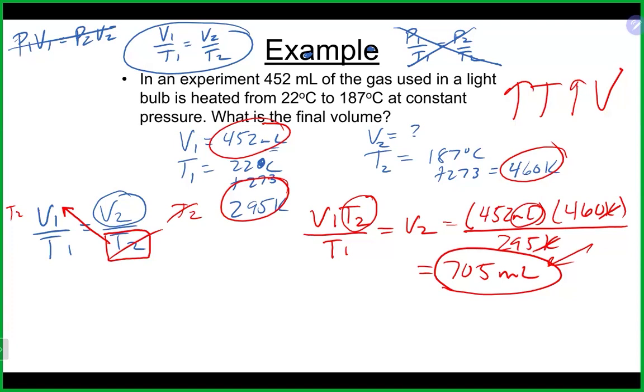For the final answer, it is actually in milliliters. The Kelvins cancel out since there's two temperatures. Yeah, so these two temperatures here basically cancel out.